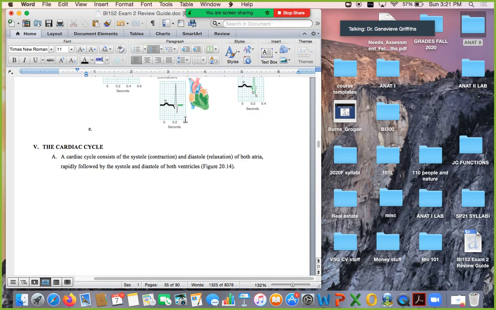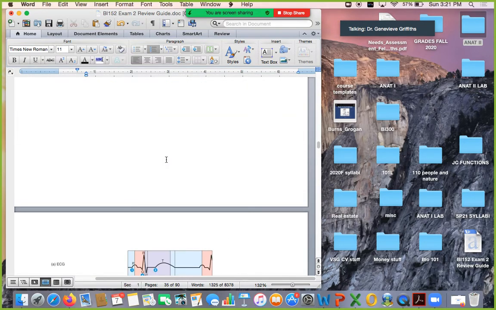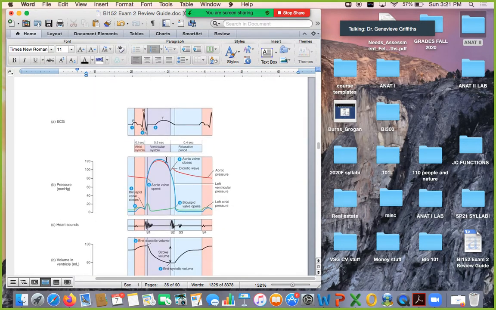Okay, so the cardiac cycle is going to consist of the contraction and relaxation of both atria, followed immediately by the contraction and relaxation of both ventricles. And again, contraction, systole, relaxation, diastole, right? So systolic pressure and diastolic pressure.